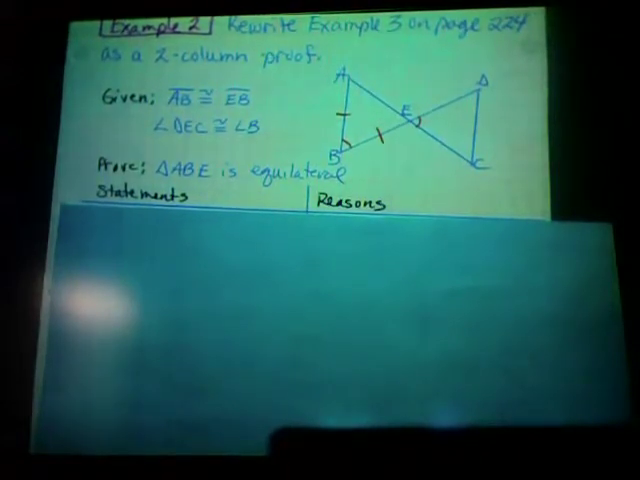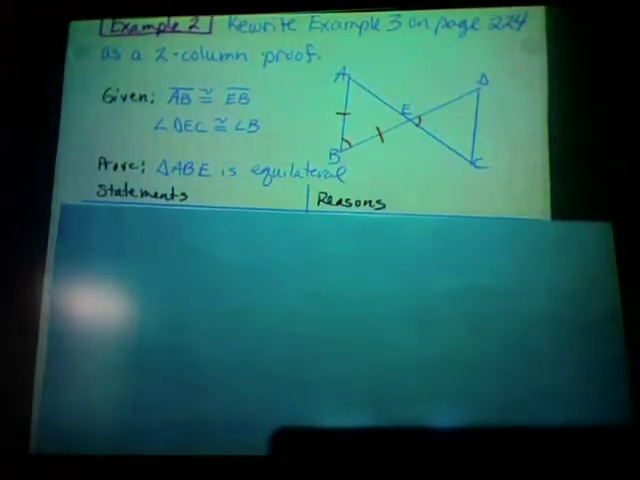So this comes from page 224 of your textbook, done as a two-column proof. There are different forms of proofs. We tend to focus on two-column proofs in this class, so we're going to write it as a two-column. This time your proof statement is a little different. It's asking you to prove that triangle ABE is equilateral.